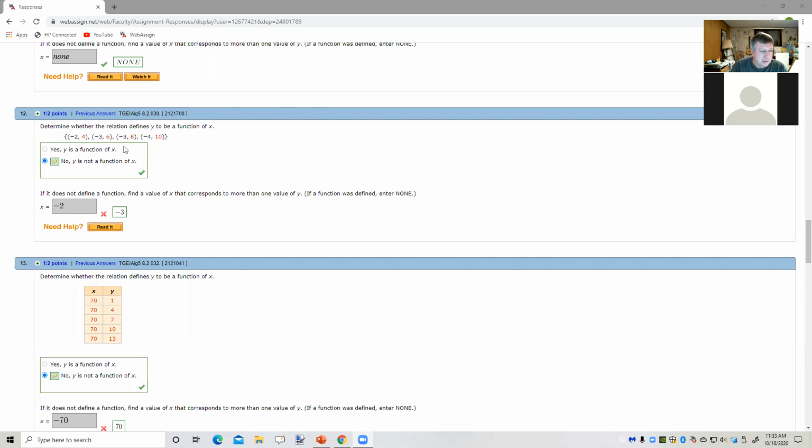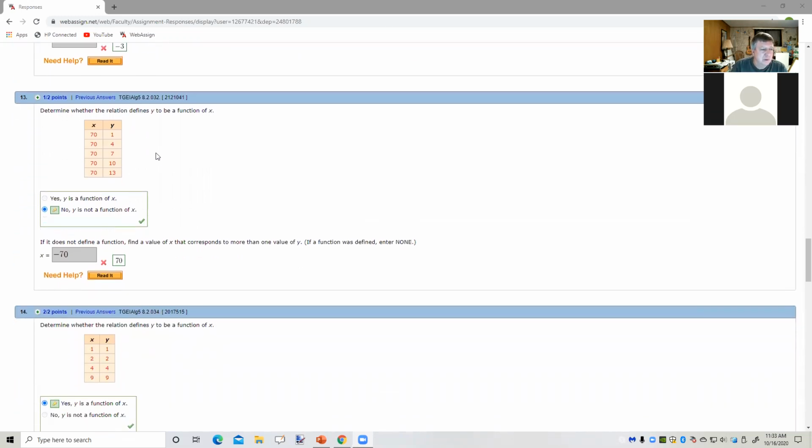All righty. Move down the page. Now, determine whether the relation defines y as a function of x. No, it doesn't, because you've got an x value going to 5 different y values. So like you said, it's not a function. If it does not define a function, find a value of x that corresponds to more than one y value, and that is 70, not -70. So I'm not sure what you were thinking there, but it should be 70.